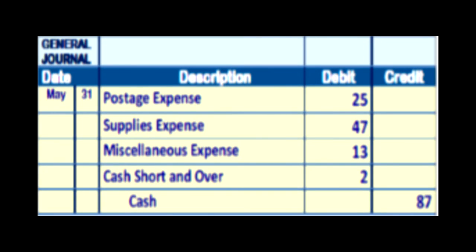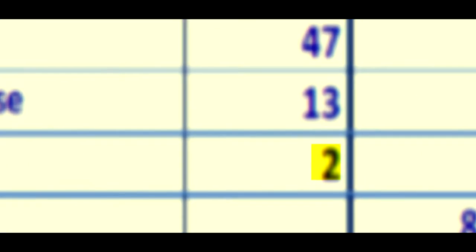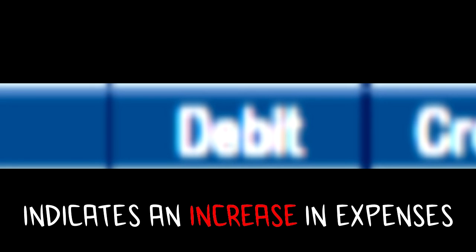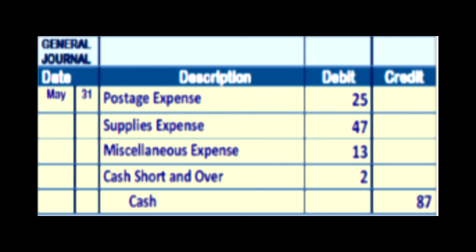Referring back to the report, it can be seen that there is a $2 discrepancy, and thus it goes to the cash over and short account as follows. In this example, the cash over and short account has been debited, which indicates an increase in expenses. This balance would most likely be recorded as a miscellaneous expense.